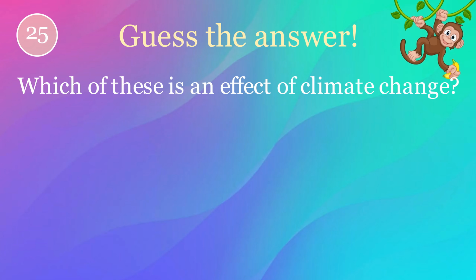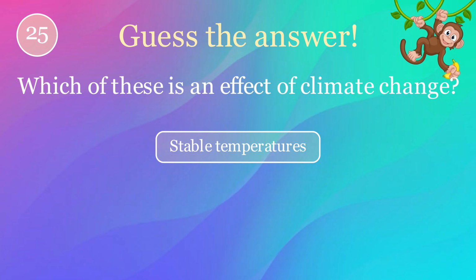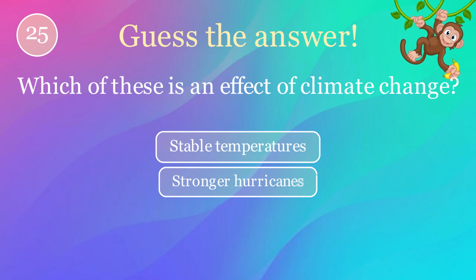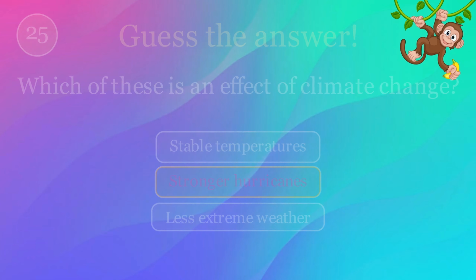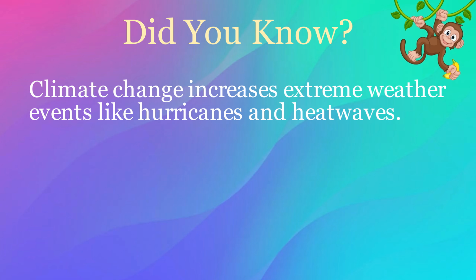Which of these is an effect of climate change? Stable temperatures. Stronger hurricanes. Less extreme weather. The correct answer is, stronger hurricanes. Here's an interesting fact: climate change increases extreme weather events like hurricanes and heat waves.